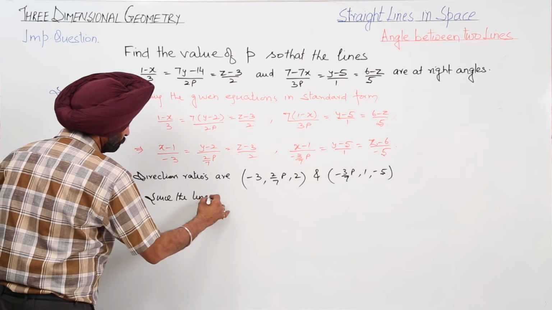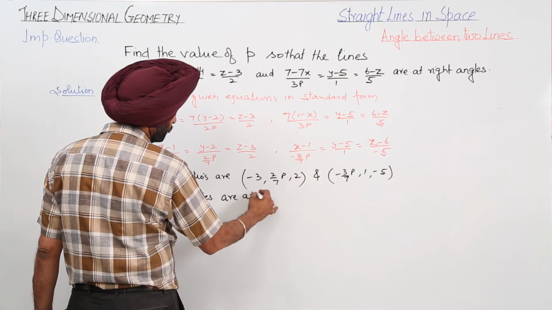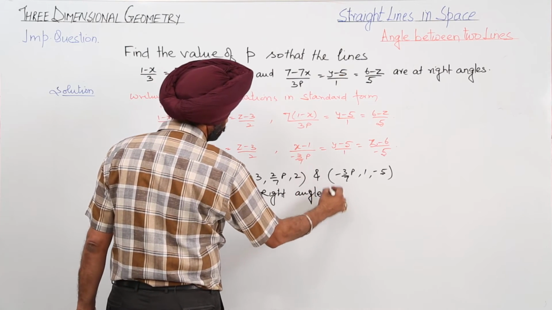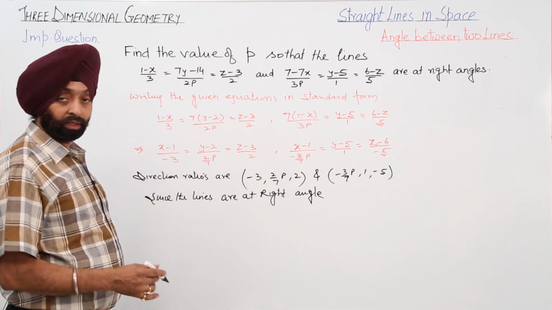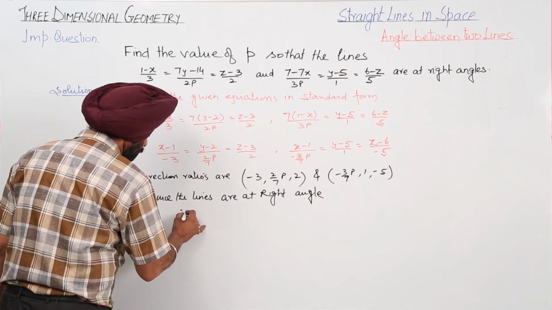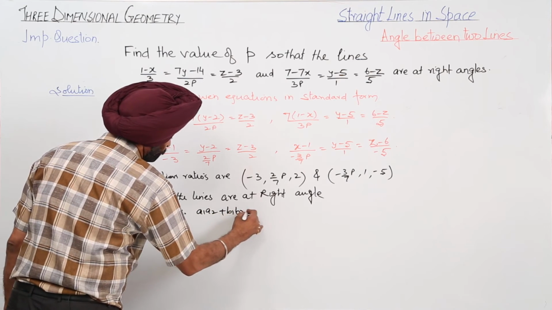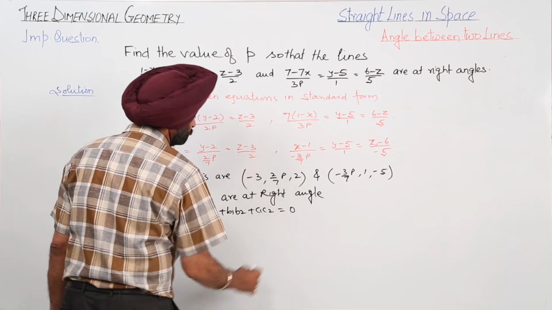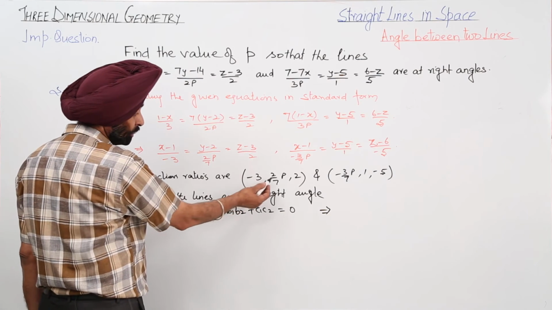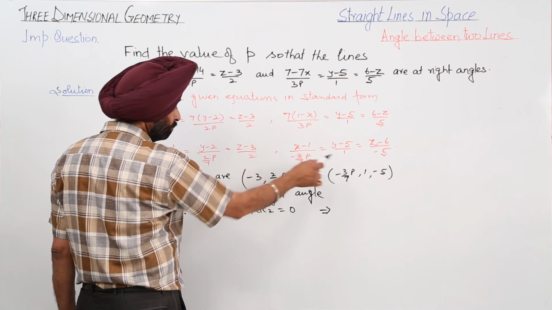Since the lines are at right angle, it is given the lines are at right angle. Now since the lines are at right angle, therefore the condition when the lines are perpendicular is a1 a2 plus b1 b2 plus c1 c2 is equal to 0. Now this implies a1 a2, b1 b2, c1 c2.